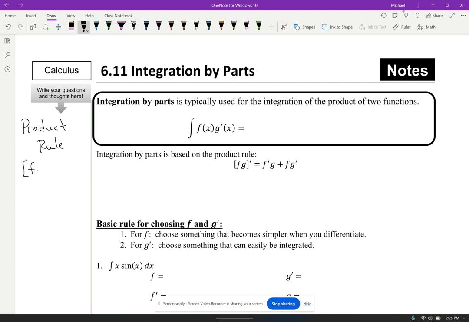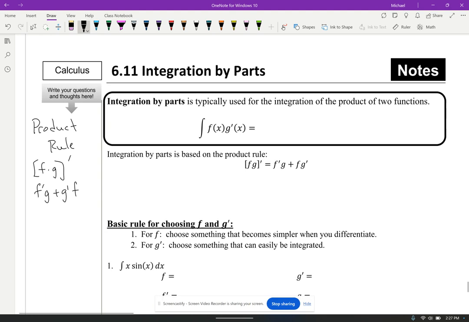So when I was multiplying two functions, I would just take the derivative of the first times the second plus the derivative of the second times the first. So there was a special rule that I had to use in order to find a derivative. We could not do just the derivative of the first times the derivative of the second. So this was not correct. There was a special rule for that.